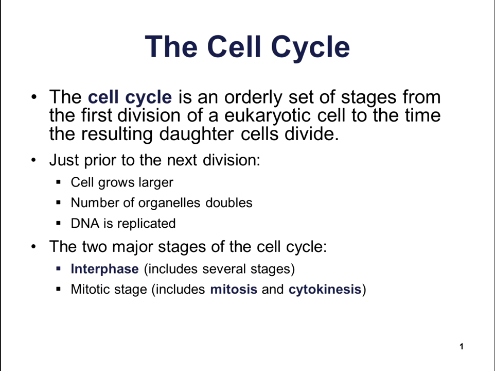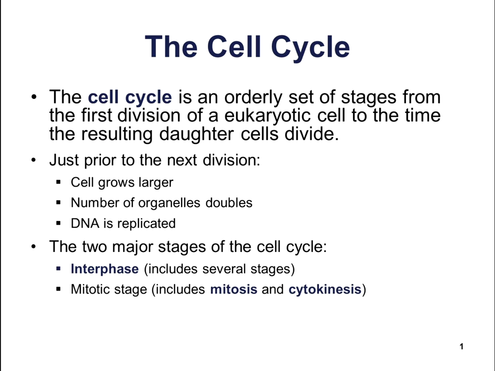So today we are going to talk about the cell cycle. The cell cycle is an orderly set of stages from the first division of a eukaryotic cell to the time the resulting daughter cells divide. Just prior to the next division, the cells grow larger, the number of the organelles double, and DNA is replicated.